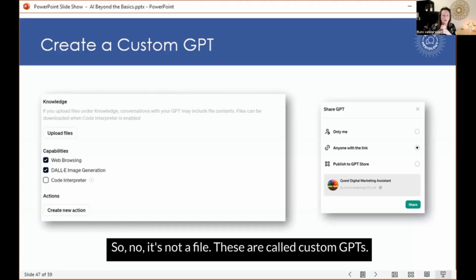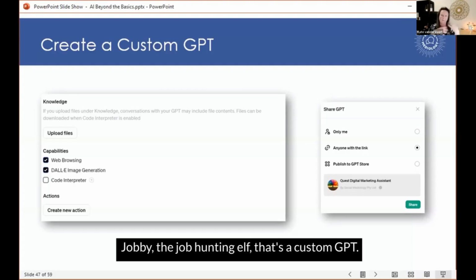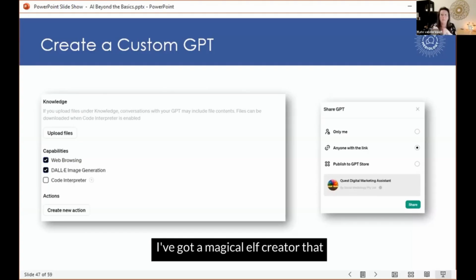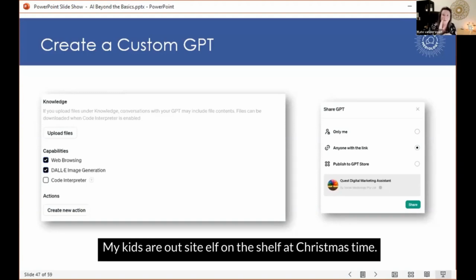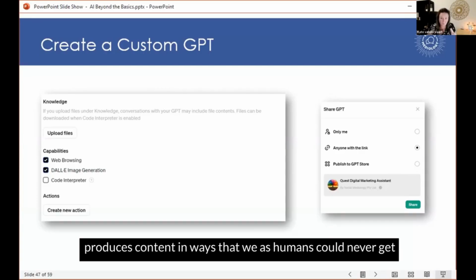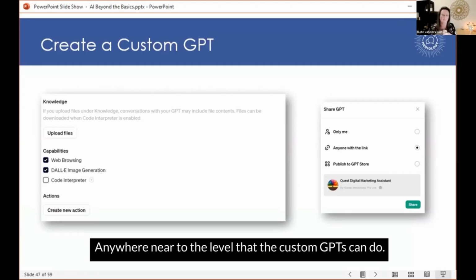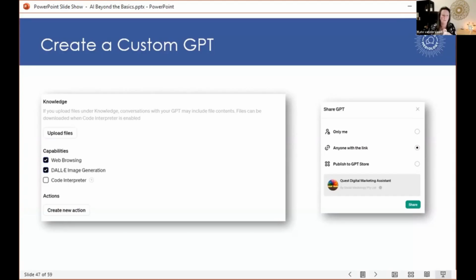So no, it's not a file. These are called custom GPTs. So I've got Jobby the Job Hunting Elf. That's a custom GPT. I've got a magical elf creator that writes poems for Elf on the Shelf. My kids are outside. Elf on the Shelf at Christmas time. I've got custom GPTs for all of our clients that speak and produce content in ways that we as humans could never get on brand and on message and using the right language anywhere near to the level that the custom GPTs can do.